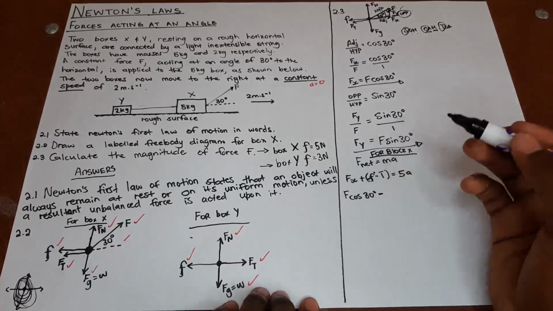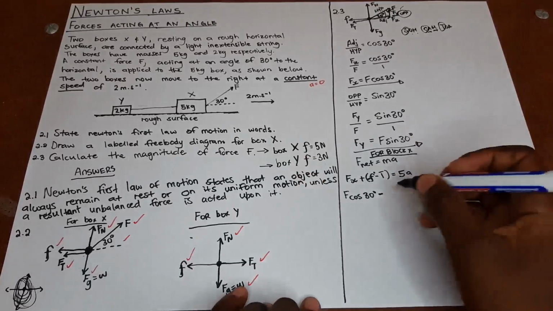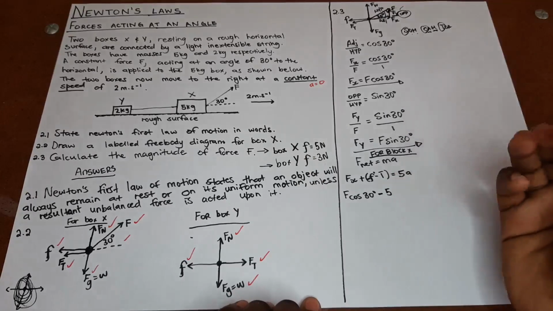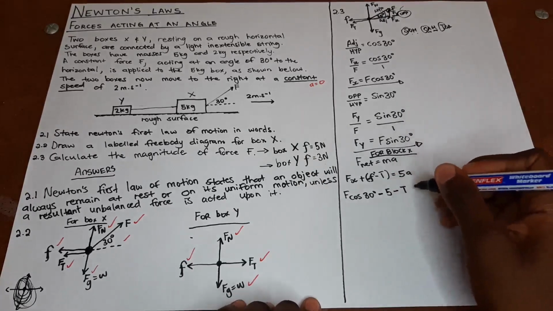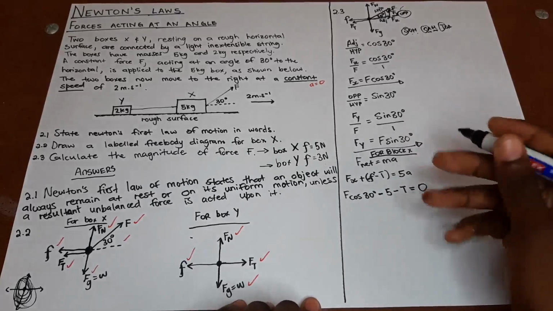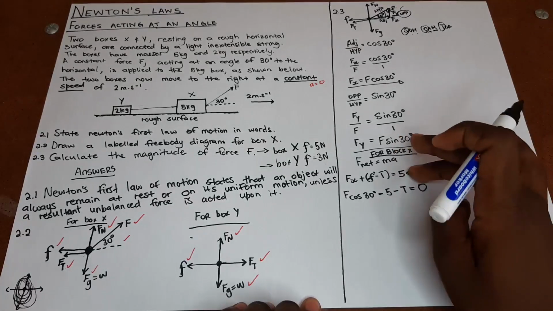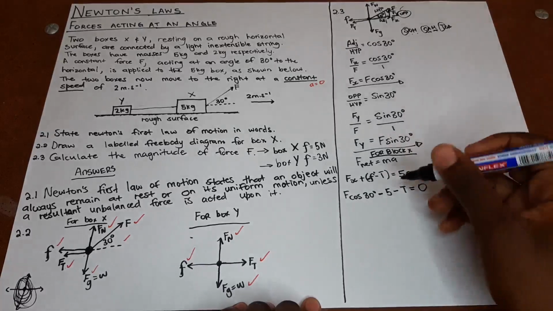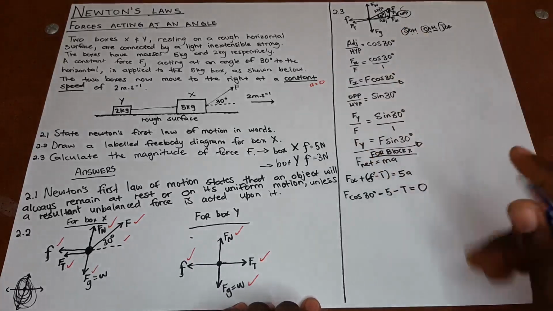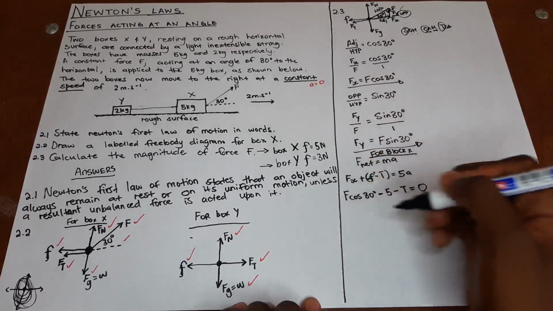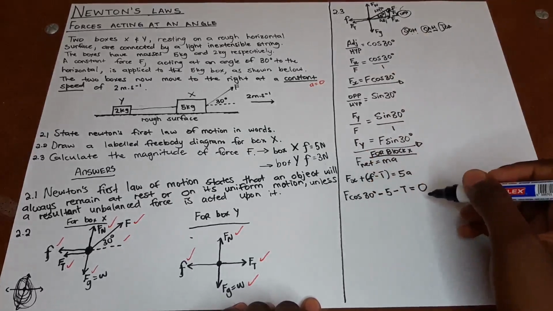Minus, what's our friction? Our friction is 5 newtons. Minus 5. We don't have tension. Minus T is equal to 0, because 5 multiplied by acceleration, or 5 multiplied by 0, is equal to 0. Okay, I think you're still with me, guys. F cos 30 degrees minus 5.